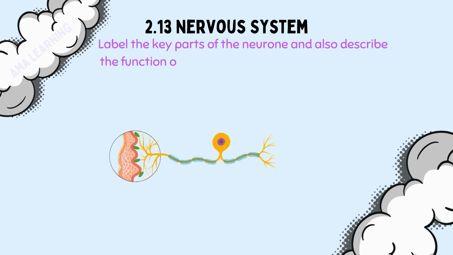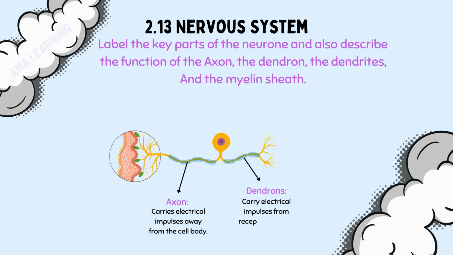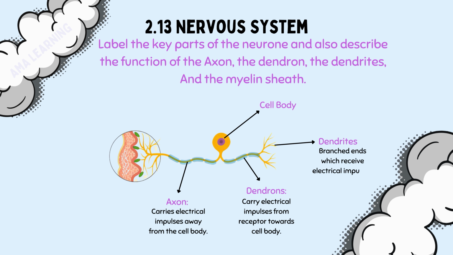It is important that you can both label the key parts of the neuron and also describe the function of the axon, the dendron, the dendrites, and the myelin sheath. The axon carries electrical impulses away from the cell body. Dendrons carry electrical impulses from receptor towards cell body. Dendrites are the branched ends which receive electrical impulses. The myelin sheath is the layer of fatty insulating material around motor and sensory neurons which speeds up transmission of the impulse.